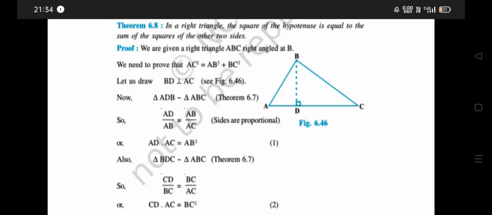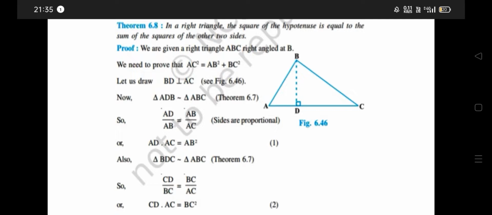Let's see how we can prove this theorem. In given, we can write that there is a right angle triangle ABC given, right angle at B. In this diagram it is not given, so we shall mention that too. And we need to prove that AC square is equal to AB square plus BC square. That's what is given in the statement, guys.